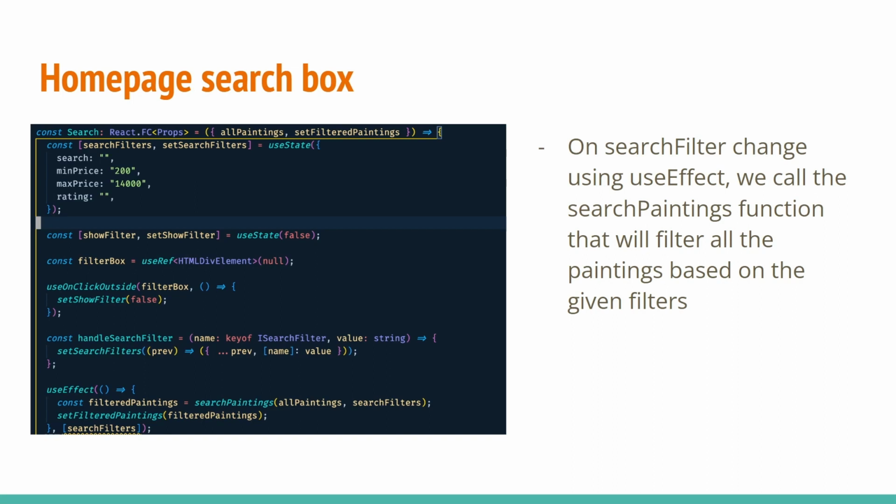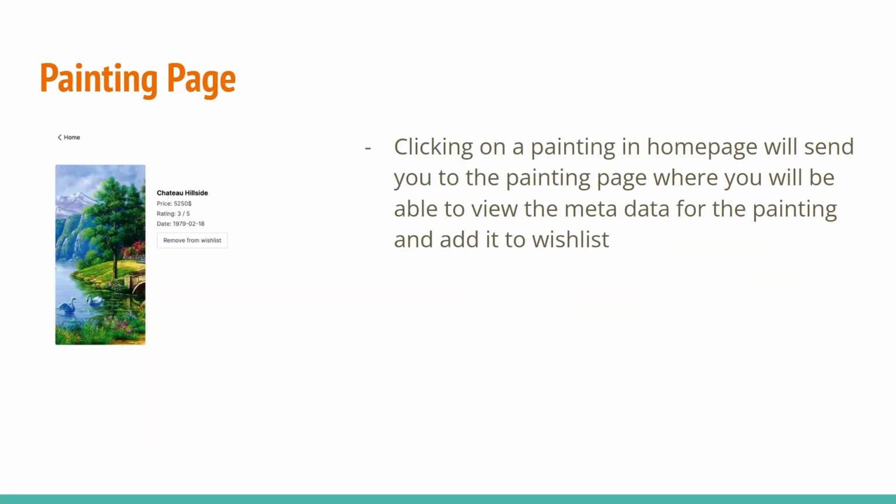So this is the painting page over here. Clicking on a painting on the home page will take you to the painting page, where you'll be able to view the metadata such as painting name, price, rating, date, and you'll also have an option to add it to your wish list or remove it from there.